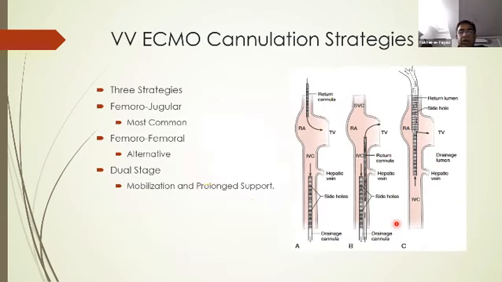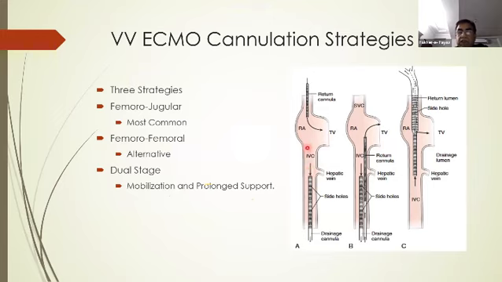So these are basically for VA ECMO. When we talk about VV ECMO cannulation strategies, there are mainly three strategies. Most commonly we do the femorojugular one. If you look at the first one, A is the drainage cannula and it stays in the IVC, and after going through the same process, the blood is returned into the right atrium so that it can go directly from the right atrium to the tricuspid valve and to the pulmonary circulation and to the patient.